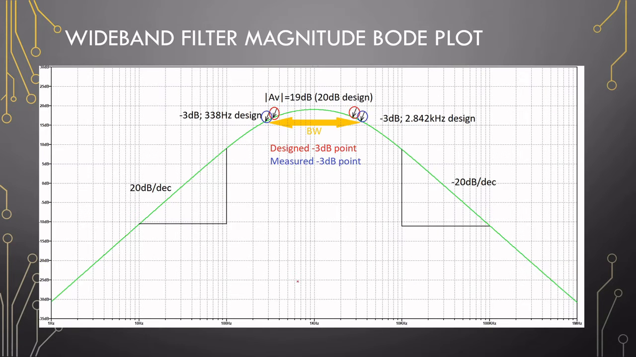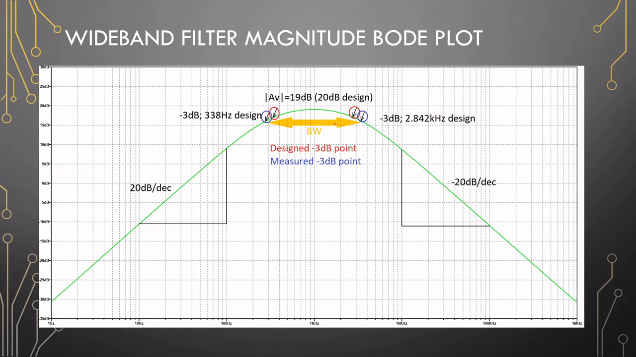Right, so looking at the Bode plot, we will see that we have this dome shape here, and for the high pass side we have 20 dB per decade climbing and minus 20 decibels per decade on this side for the low pass filter. Our center frequency here is at 1 kilohertz, and this filter was designed to have a gain of 20 decibels, but it ended up being 19.